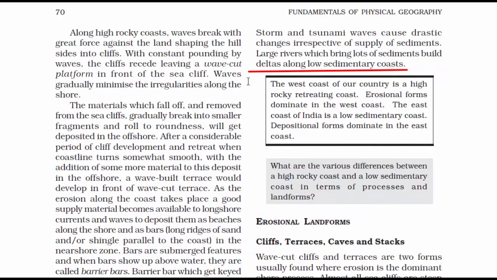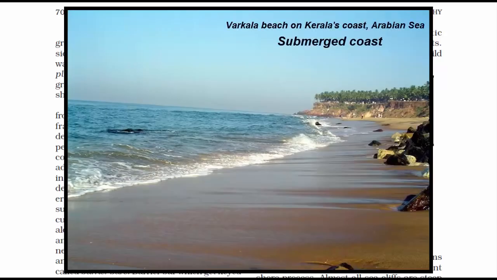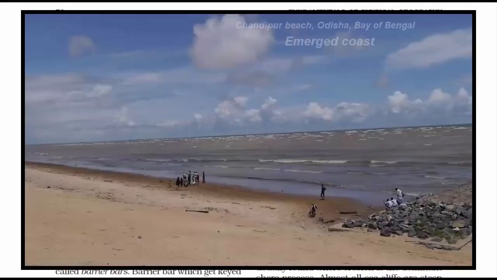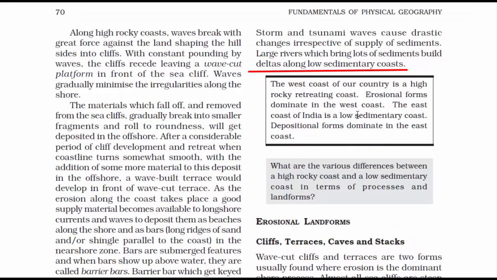So in India, the western coastline is a high rocky coast, because here the continental shelf is not wide, and the coastal strip is also not wide. But on the other hand, the eastern coastline is a low sedimentary coast, because here the continental shelf is much wider and the coastal strip is very wide.